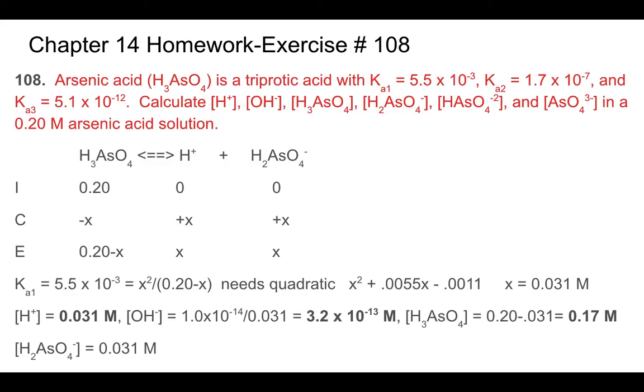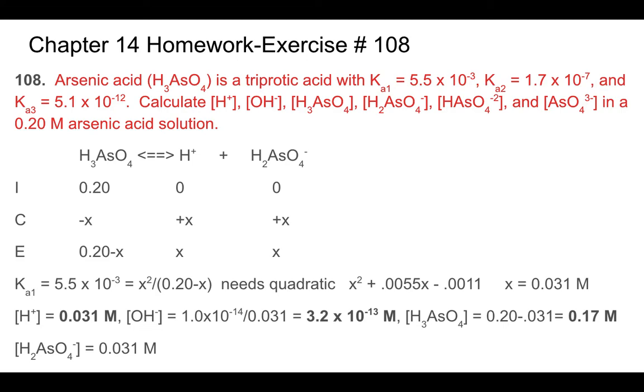Getting down toward the end, number 108, arsenic acid, triprotic. So now we get to analyze a triprotic acid: Ka1, which is the ionization constant for the first ionization, Ka2 for the second, and Ka3 for the third. So we've got to calculate a whole bunch of things here: H plus, OH minus, the unionized arsenic acid, the single ionized form, the double ionized form, and the triple ionized form, AsO4, arsenate ion. We know our arsenic acid was made up to be a 0.2 molar solution. So 0.2, 0, and 0, minus x, plus x, plus x, 0.2 minus x, x and x.